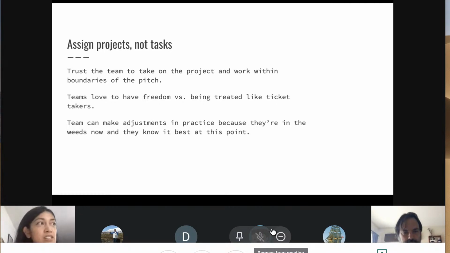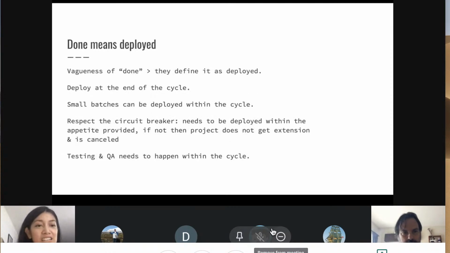So that's a little different. Well, kind of, not really. Done means deployed. So they eliminated the vagueness of what done means. They just defined it as deployed, and you deploy at the end of the cycle. You must deploy. Small batches can be deployed within the cycle if needed. And they respect the circuit breaker, what we talked about in chapter 8: it needs to be deployed within the appetite provided. If not, then the project does not get an extension and it's canceled.